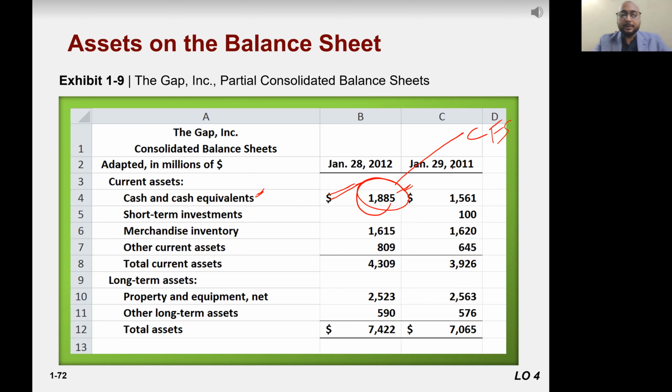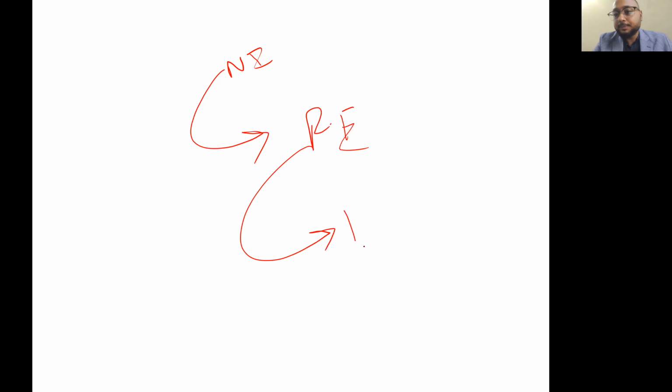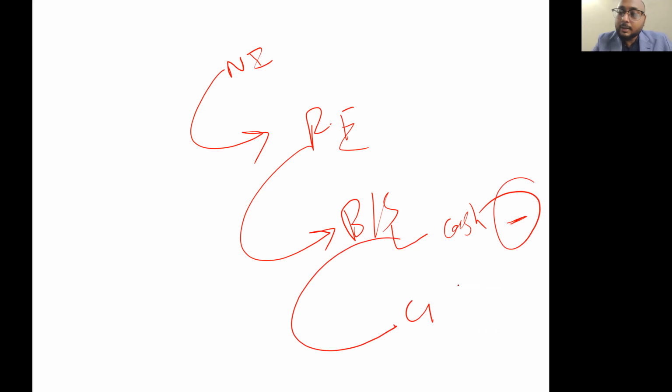First, remember the order. First, you need to make net income. Net income is used to calculate retained earnings. Retained earnings is used to make the balance sheet. In the balance sheet, there is the cash item, and in order to verify this cash, you make the cash flow statement.